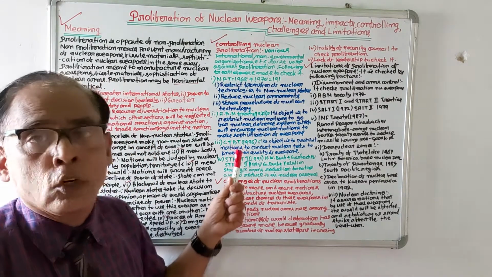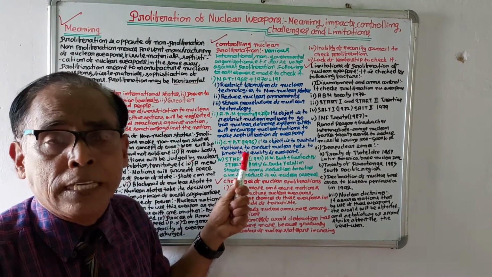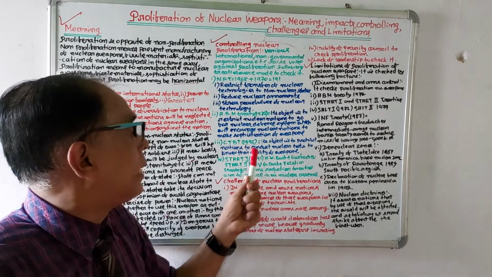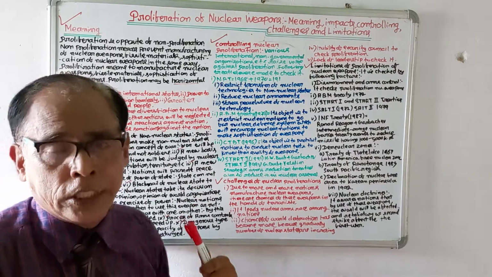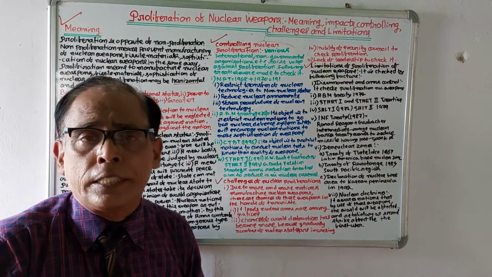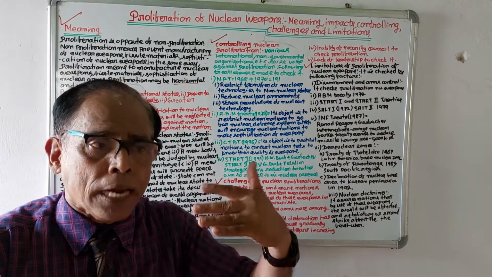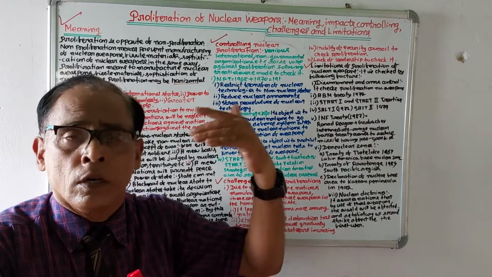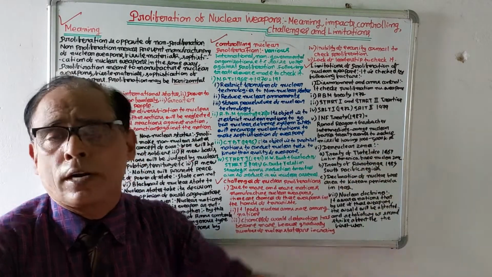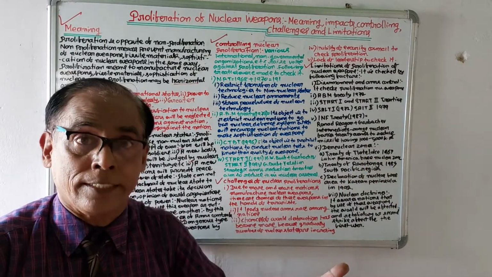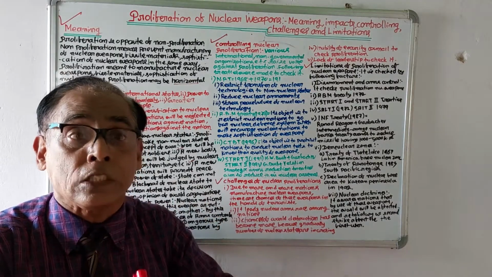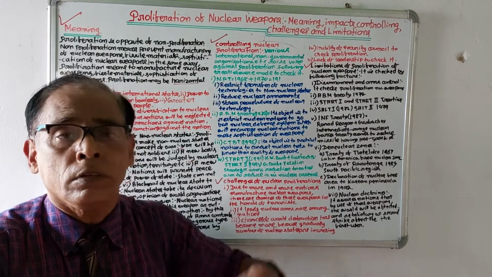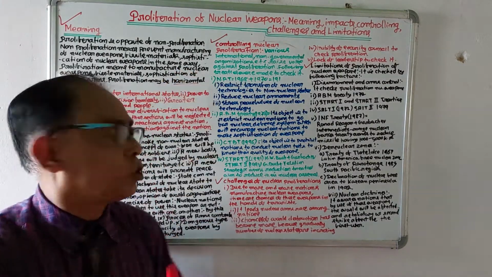Number 3, CTBT, Comprehensive Test Ban Treaty. It was signed in 1996. The object of the CTBT is to restrict nations from making nuclear tests in the ocean, atmosphere and underground. If they make tests, then they can know the quality of their weapon. So it restricts nations from making tests underground, in the ocean and in the atmosphere.